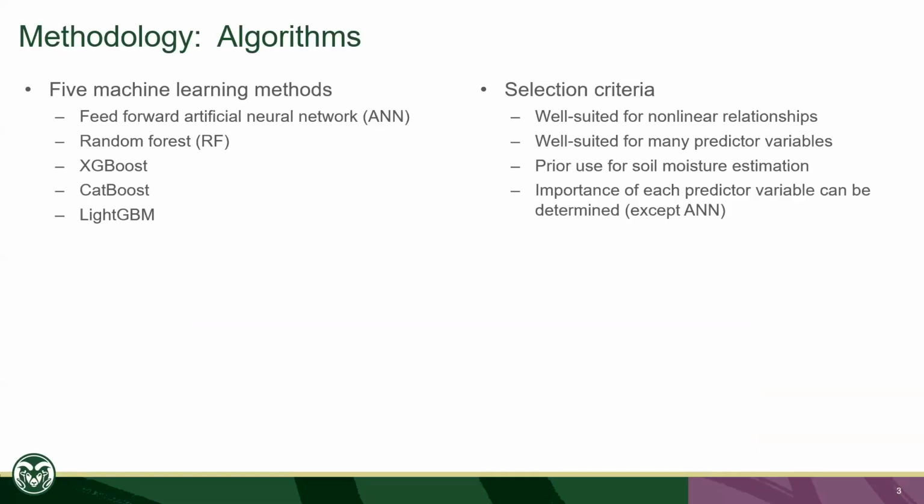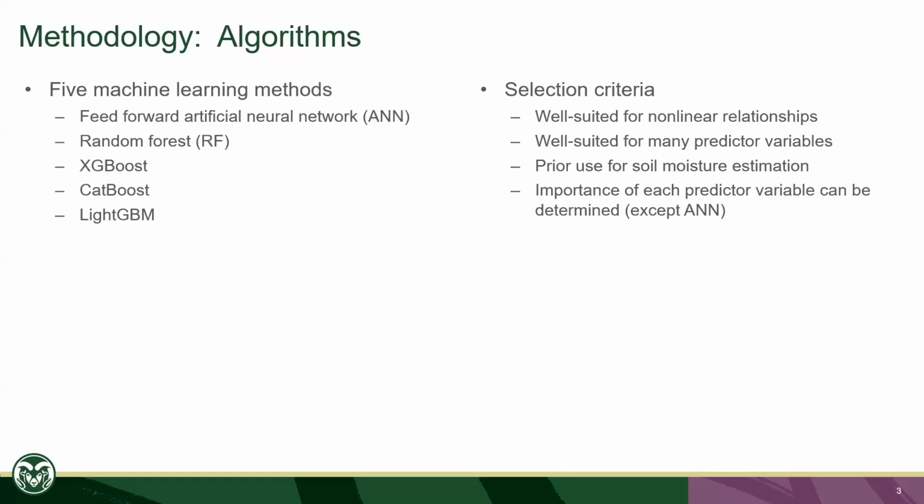We selected these because they're good at identifying nonlinear relationships between variables. They can handle also large data sets. And also, aside from the first one there, the artificial neural network, these machine learning algorithms can also indicate the importance of the different variables that are fed into them in making the predictions. You're probably familiar with artificial neural networks and random forest machine learning algorithms. The other 3 we looked at are also listed there.